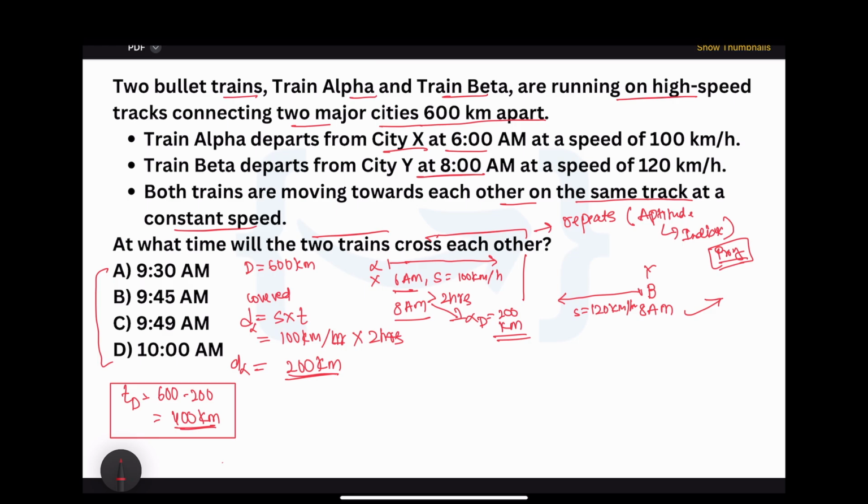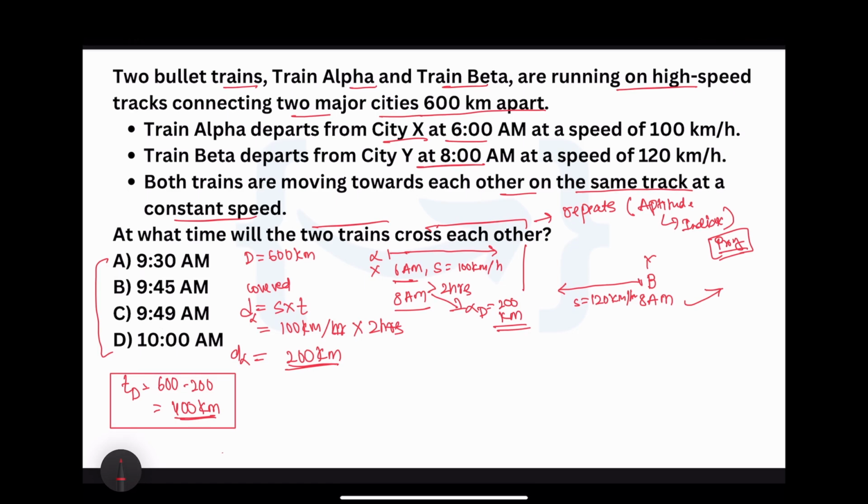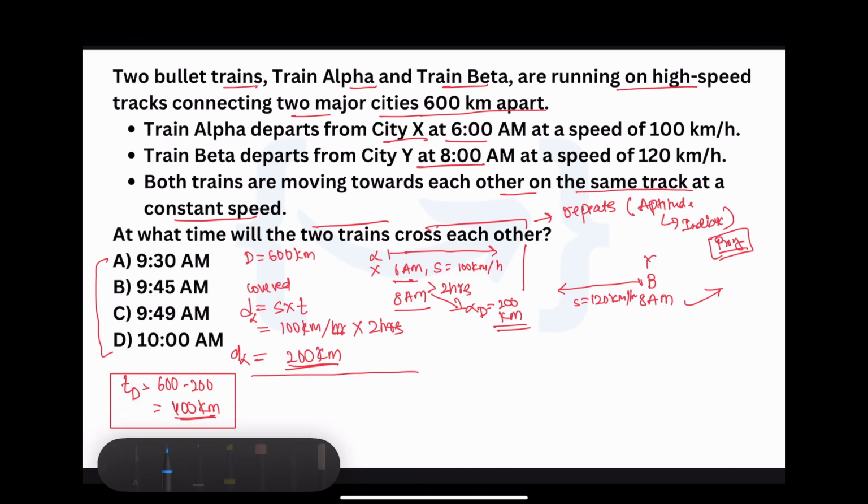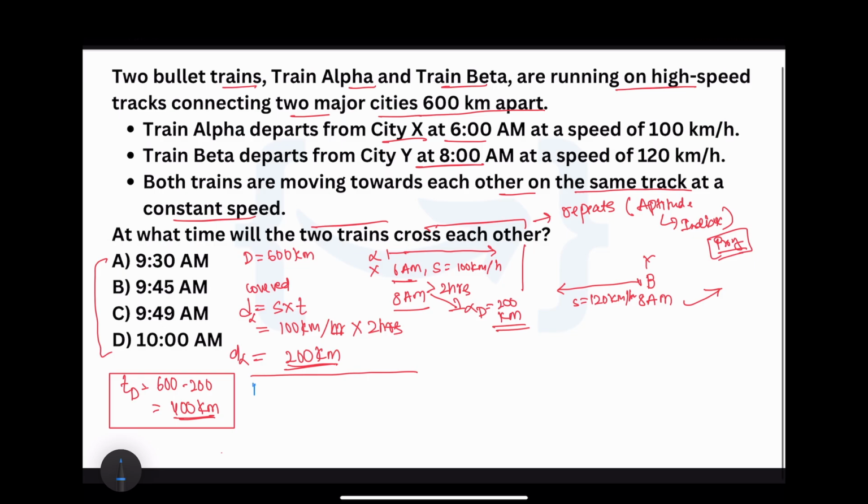No. So again, we need to solve the question. Clear? So let's calculate, for the beta train as well. For beta, we don't need to calculate anything. Now, both of the trains will start simultaneously. So can't we find a relative speed? Relative speed would be 120 kilometers from the beta train plus 100 kilometers from the alpha train. It will give me 220 kilometers per hour as the relative speed.